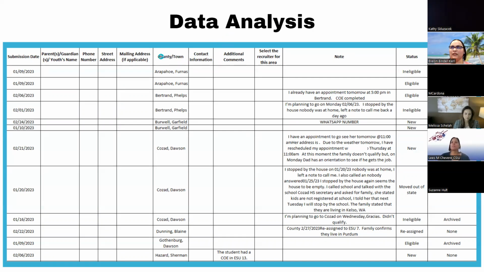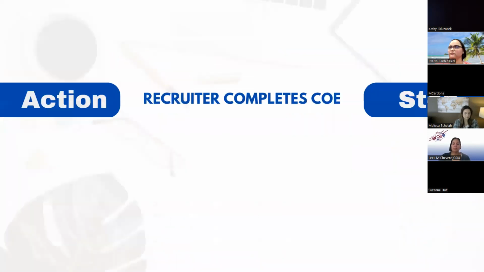So if you look at the county and towns, this shows us which recruiter was selected, which shows in this column right here. I've deleted that information for privacy purposes, but you can see what recruiters have received the most information, what areas, what time of the year, and the status of those referrals. So then we go, the recruiter makes the family contact, and then they go to complete the COE.